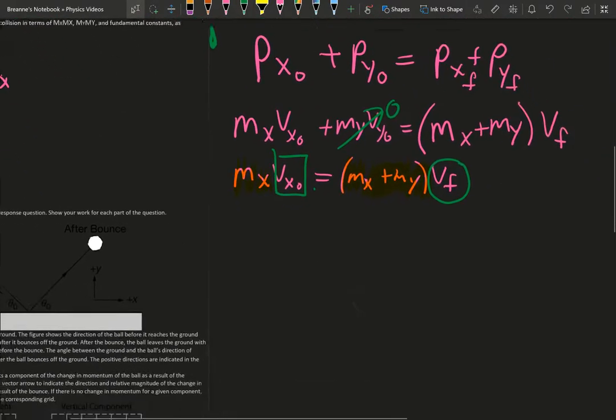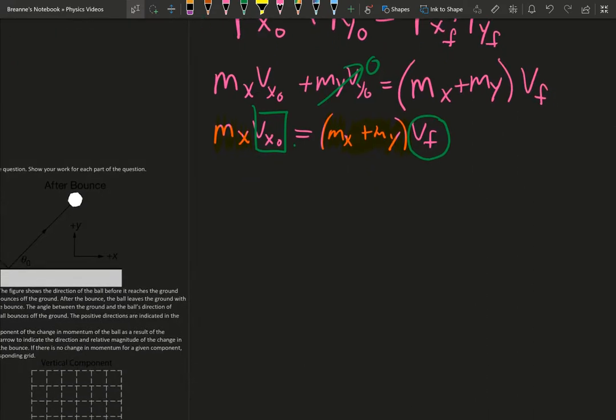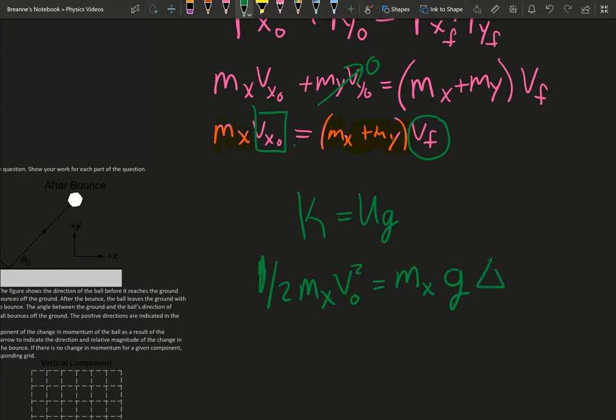So our energy would be our kinetic energy. Kinetic energy equals our gravitational potential energy. So that'd be 1/2 mx times your initial velocity squared equals mx g times your delta y. I'm sorry, guys, my pen's not working. I don't know what's going on. This is getting kind of frustrating.